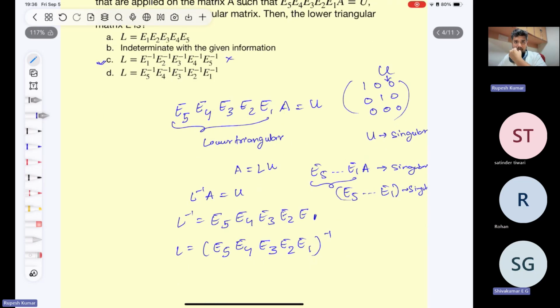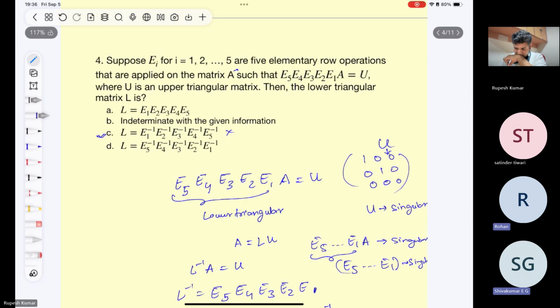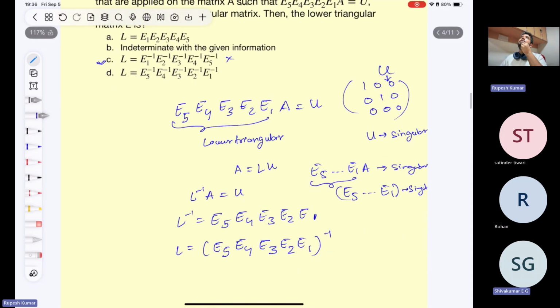Sir, yeah, so one doubt. Elementary matrices are always non-singular, right? Let's think of this. Can we figure out something?